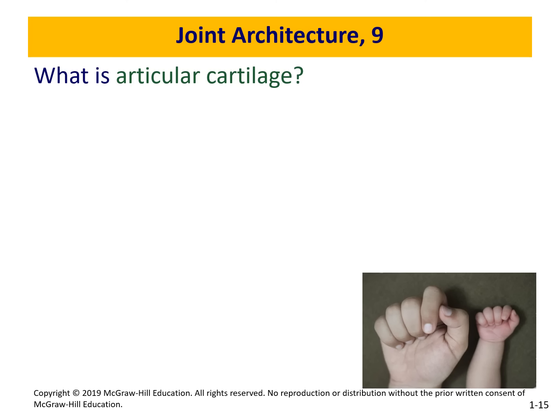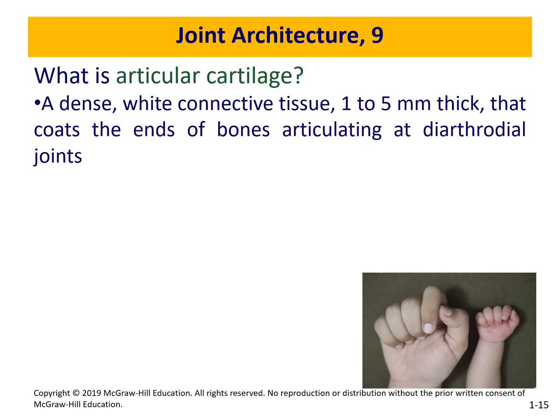What is articular cartilage? The definition: it's a dense, white connective tissue, 1 to 5 millimeters in thickness, that coats the ends of bones articulating at the synovial joints. What is it made of? We called it cartilage, right? Do you know what type of cells create cartilage? There's a cell type called chondrocytes. Chondrocytes are the ones that make cartilage.